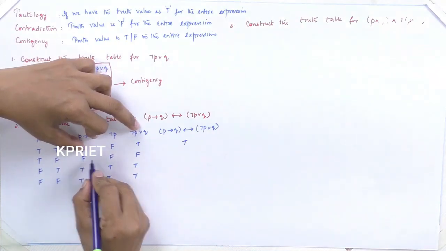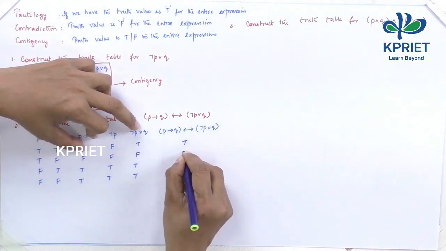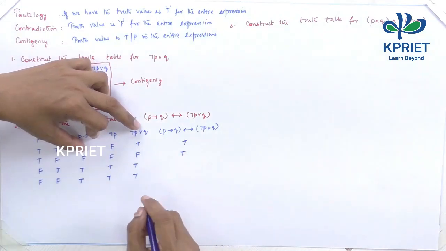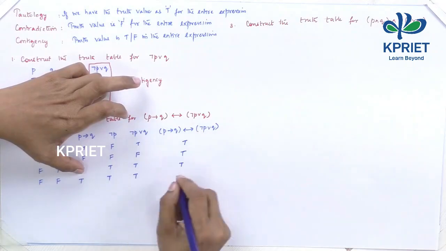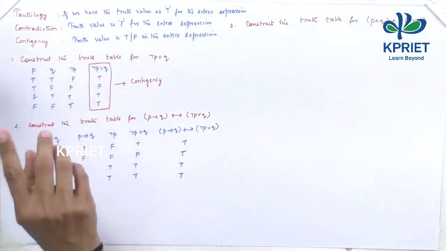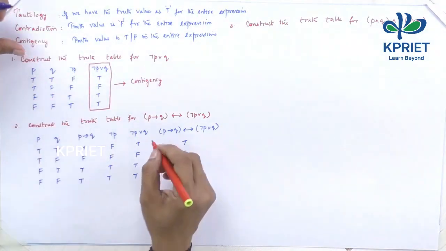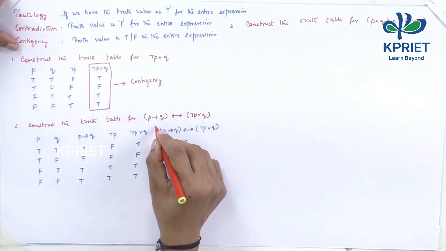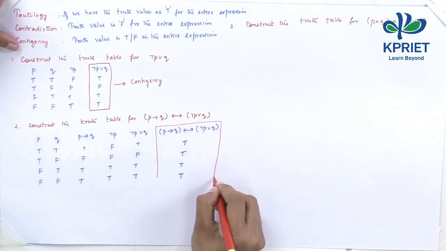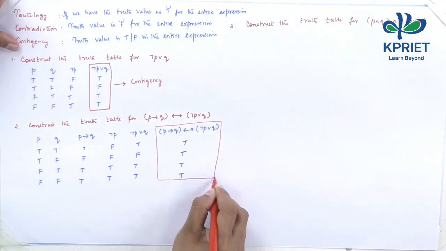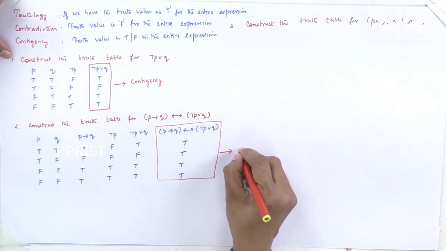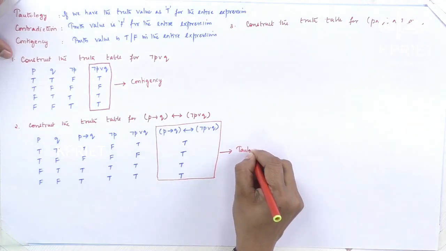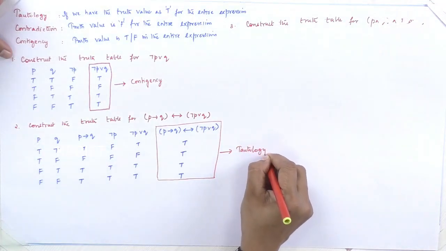Here also I have F and F, so it is identical. Then I have the truth value T. Here I have T and T. Again it is identical. So what is this called? This entire expression, if you just see, has the truth value T everywhere. Which means that it is a tautology, right.